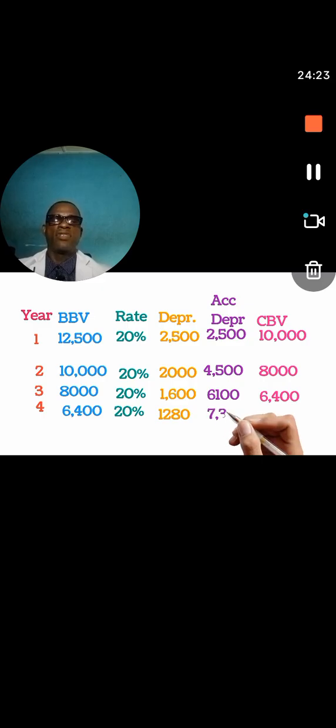Now in year 4, the closing book value for year 3 becomes the opening book value of year 4, which is 6,400. The rate remains the same, which is 20%. 20% times 6,400 will give you 1,280, and the accumulated depreciation becomes 7,380, while the net book value becomes 5,120. That is the fourth year.